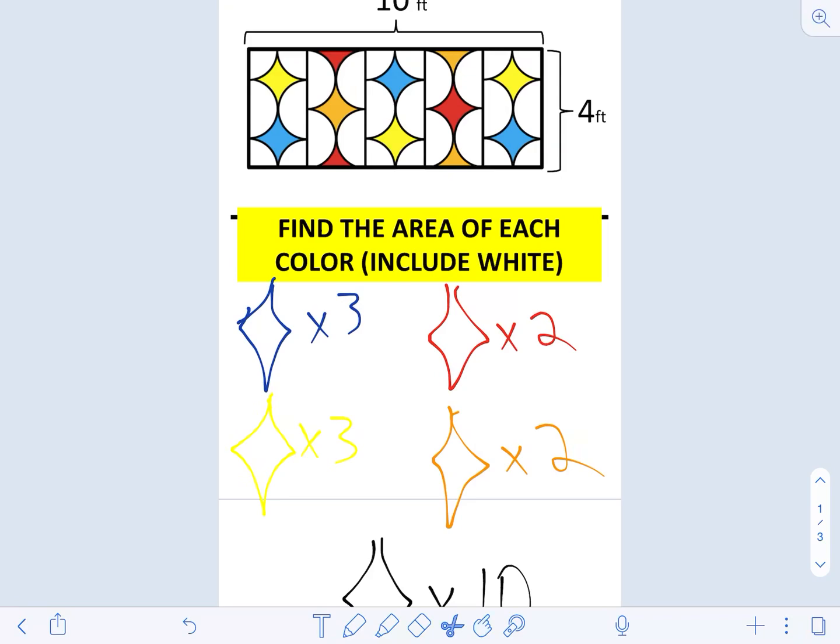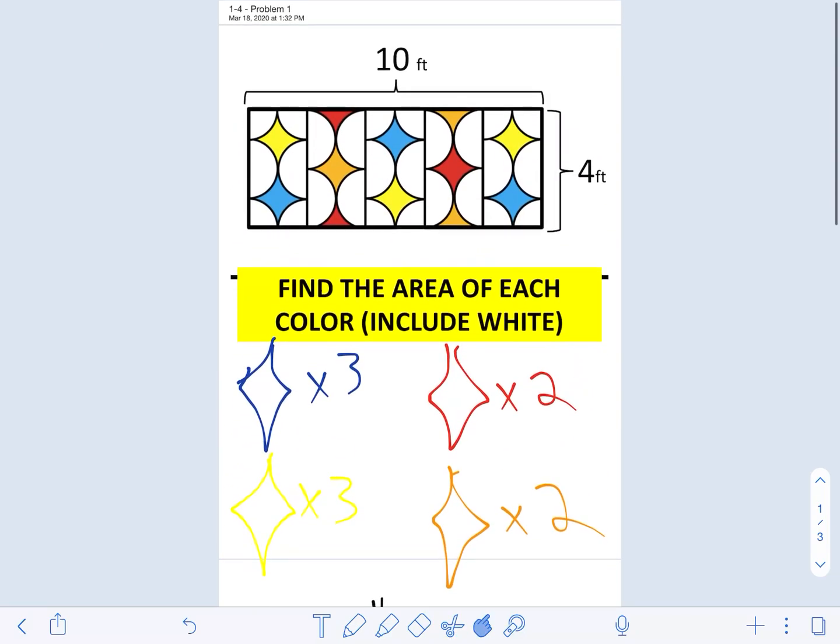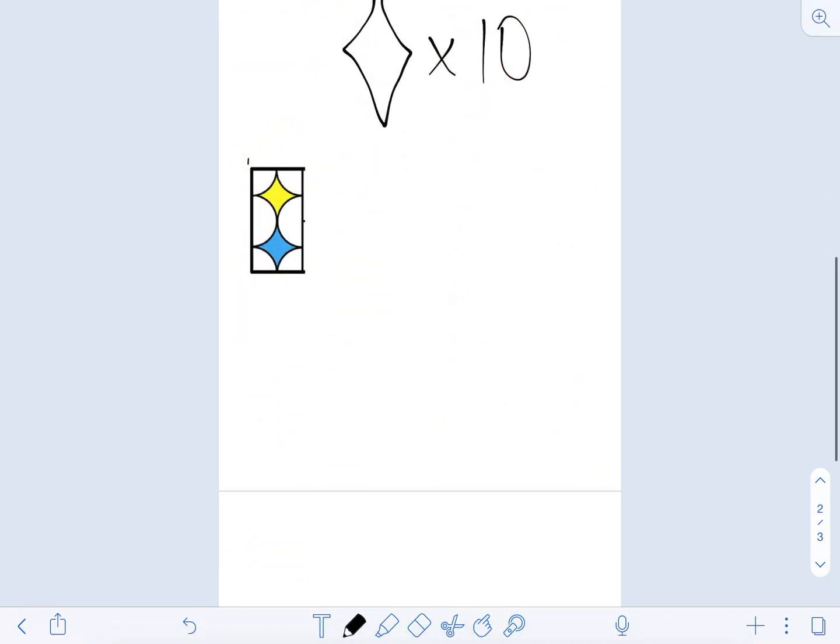To find one star, we need to just focus on one box. Let's see if I can copy and paste this. Perfect. We know that it's a 10 by 4, so the height of that is 4. And if it's 10, it goes 2, 4, 6, 8, 10, so each side length is 2. That means this is a 2 by 4 box.